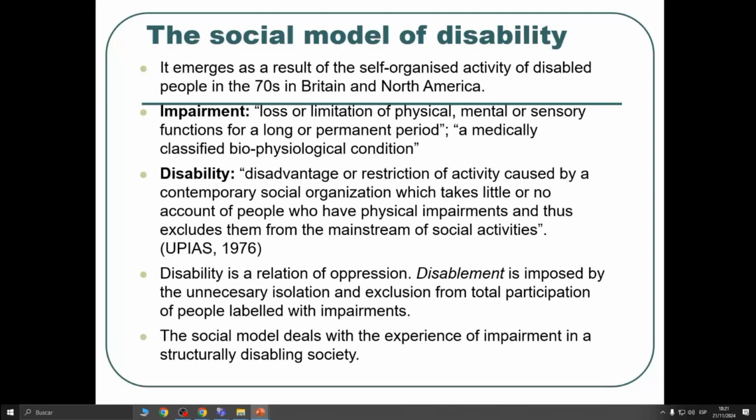It happens in the interface between an individual with impairments and a world which is not ready to accommodate the participation of this person. So disability in the social model is understood as a relation of oppression in the political and social sense. Disablement comes from the verb to disable, is imposed, not produced by the person. It is imposed externally by the unnecessary isolation and exclusion from participation of people who have impairments. So the social model is not about disability as an individual phenomenon. It is about how impairment is experienced in a society which is structurally disabling.